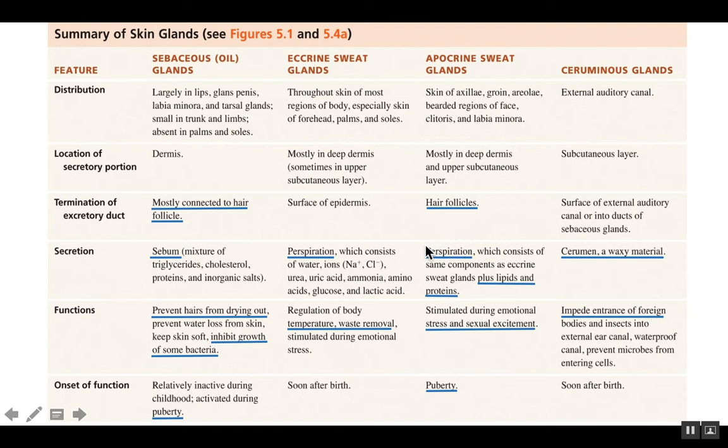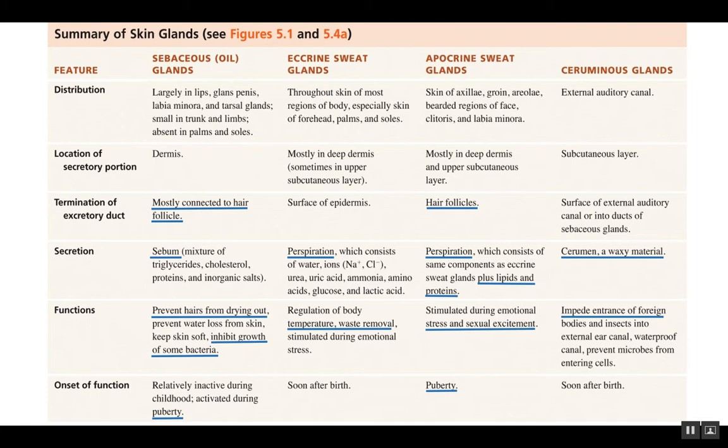The material produced is still called sweat. It's still called perspiration. It just has more components. It's got a little bit of lipids, some fat in there, and it has some proteins. And what happens is bacteria actually like this stuff. So this sweat happens to have some nutrients that bacteria will feed on. And when the bacteria feed on these nutrients, they give off odors. So that's why your armpits tend to have an odor to them. It's because of the bacteria feeding on this type of perspiration.